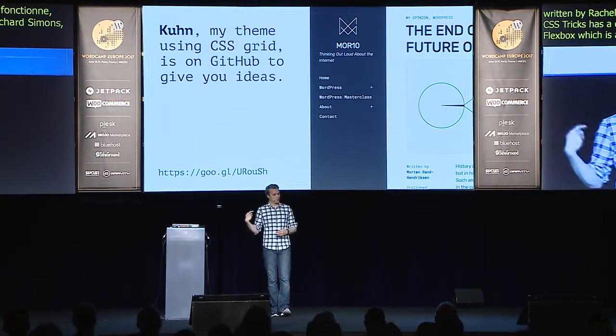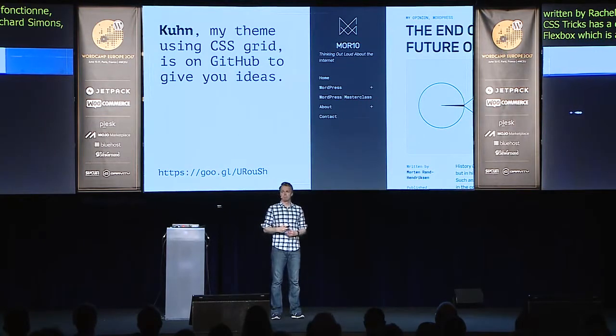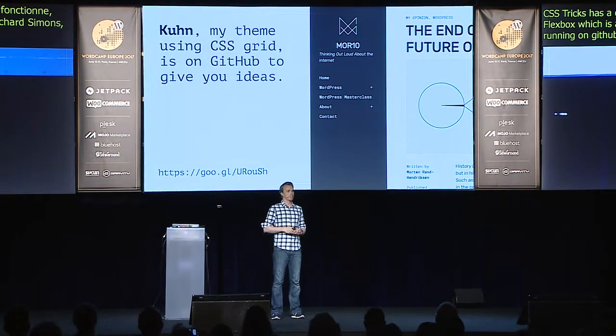Kuhn, my new theme, which is running on my website, is on GitHub, and you can go check it out, pick it apart, send pull requests, complain about the lack of internationalization. What you'll notice is CSS Grid respects text direction, so there is no RTL style sheet, because with CSS Grid, you don't need it anymore.